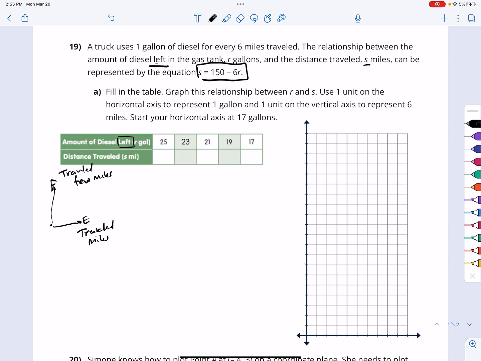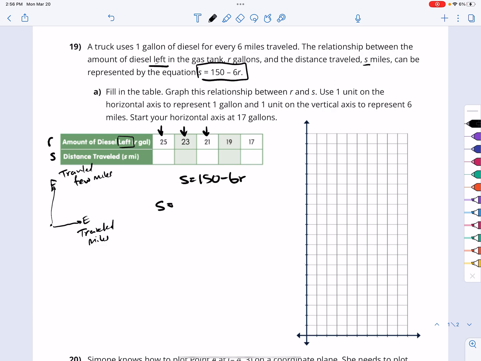In part A, it tells us to fill in the table and then to graph the relationship. With our equation of S equals 150 minus 6R, we have two variables: the amount of diesel left is R and the distance traveled is S. We have some values that we can substitute for R, and plugging those in gives us the distance traveled. I'm going to rewrite these using substitution one at a time.